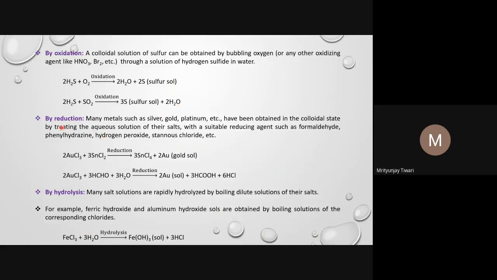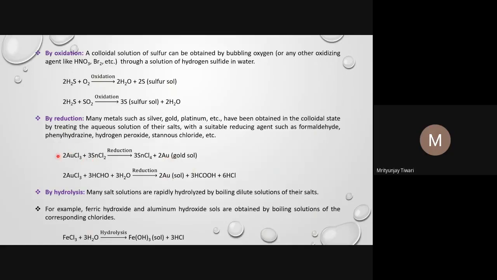Now another method is by reduction. Certain colloids are prepared by the reduction method, where the oxidation method may not work. So many metals such as silver, gold, platinum, etc. have been obtained in the colloidal state by treating the aqueous solution of their salts with suitable reducing agents such as formaldehyde, phenylhydrazine, hydrogen peroxide, stannous chloride, etc. Those are some examples.